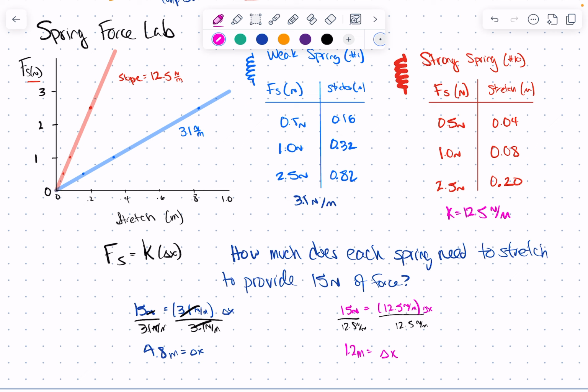Okay, and those numbers should make sense. We know that if we have a strong spring, it's going to have to stretch a lot less in order to provide the same amount of force as a weaker spring. In this case, the spring constant is about 4 times larger. 12.5 is about 4 times larger than 3.1. So we'd have to stretch the strong spring about 1/4 the distance we stretched the light spring. And so that should make sense. And so we can use Hooke's law in order to estimate how much force is needed to stretch a spring.